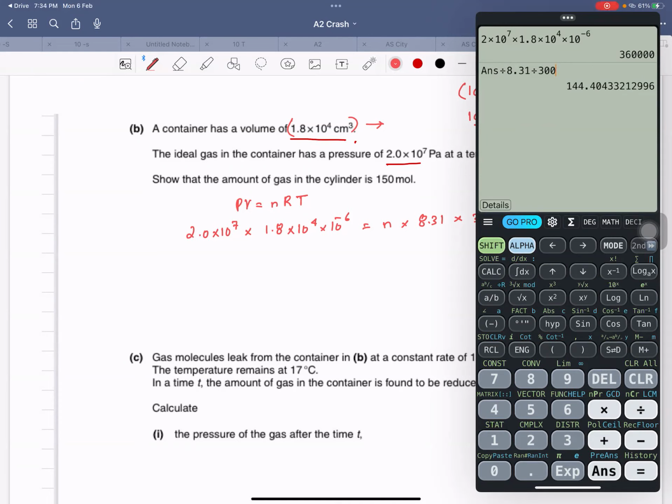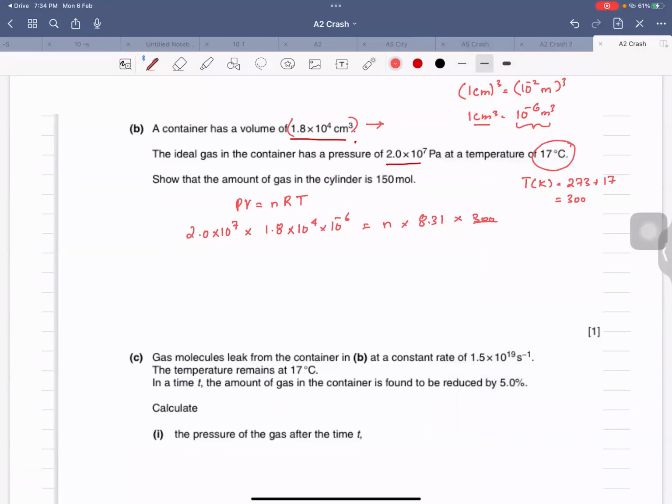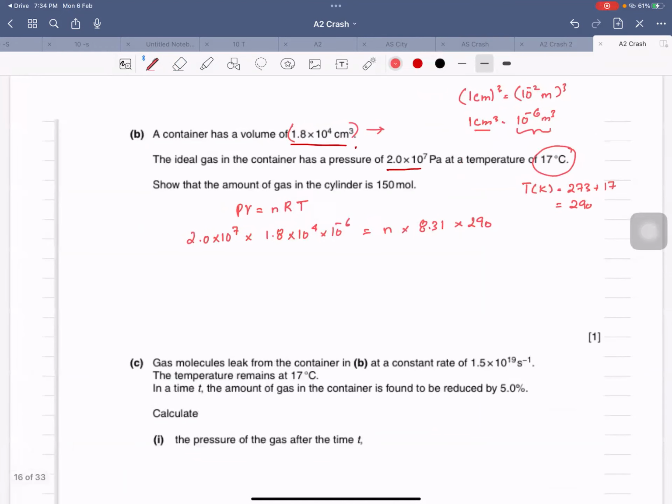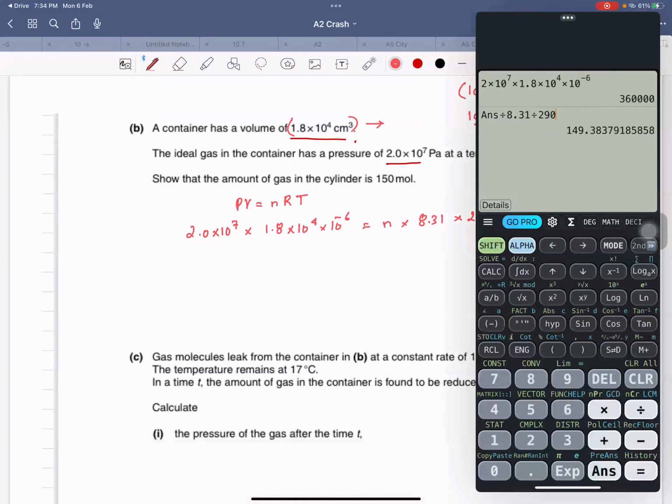So won't we bring the RT to the other side? So it will be PV divided by RT. Yeah, it's 290, not 300. If you do 290, then it's 149. Yes, sorry. No, Mokshit, this is what I'm trying to tell you. This is where you need to be careful. For example, what you're saying is, if I multiply by 290, it would give me a wrong answer, you see.